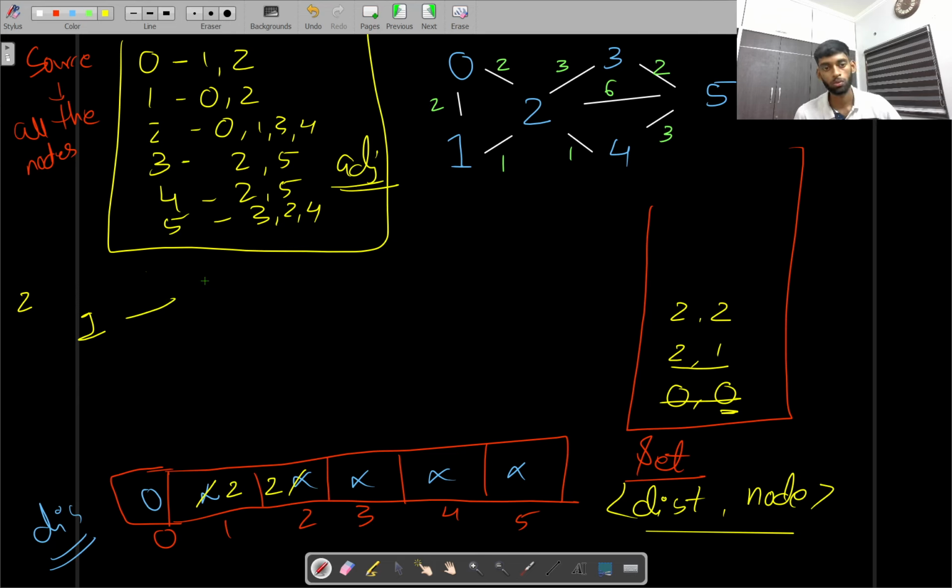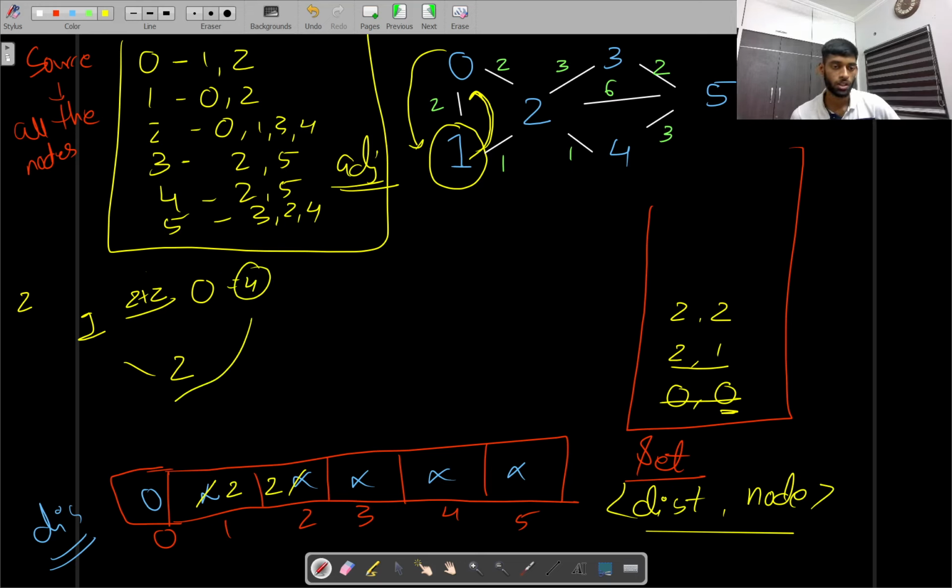Now 1 can go to 0. The distance to reach the node 1 is 2, plus the distance from source to destination, which is 2. So it will be 2 plus 2, which is equal to 4. But the distance to reach node 0 is already 0, so we won't be including it anymore.